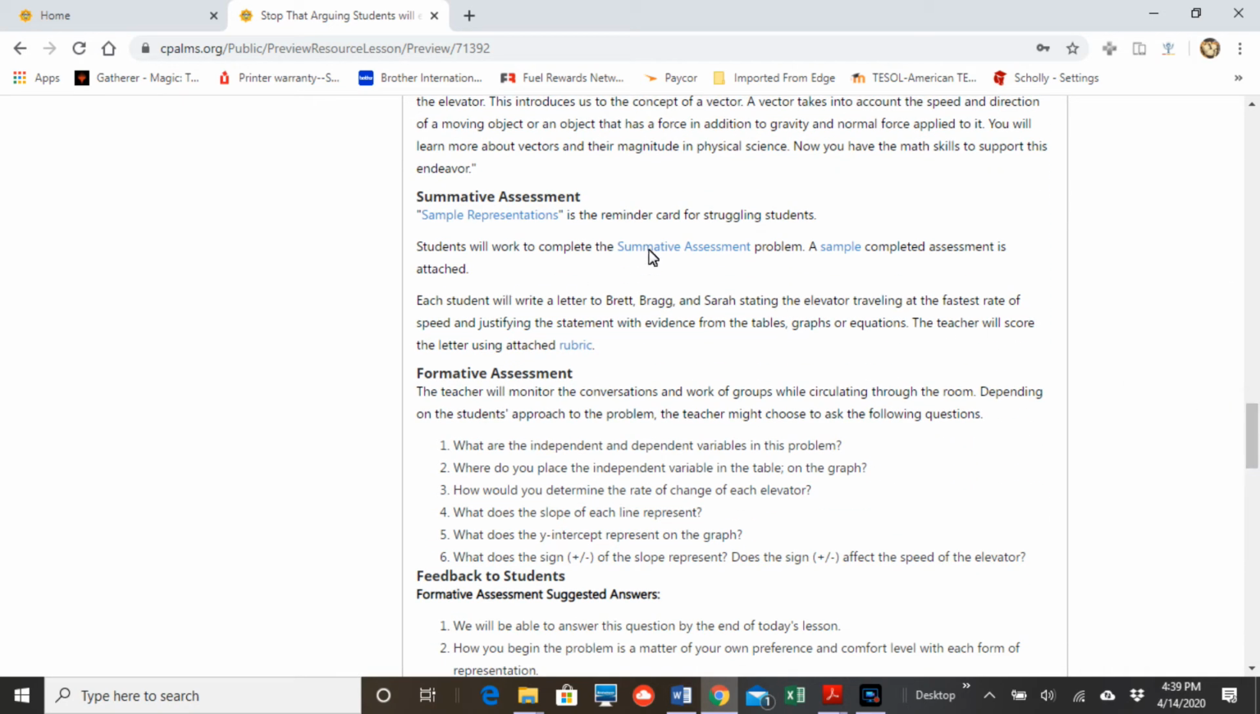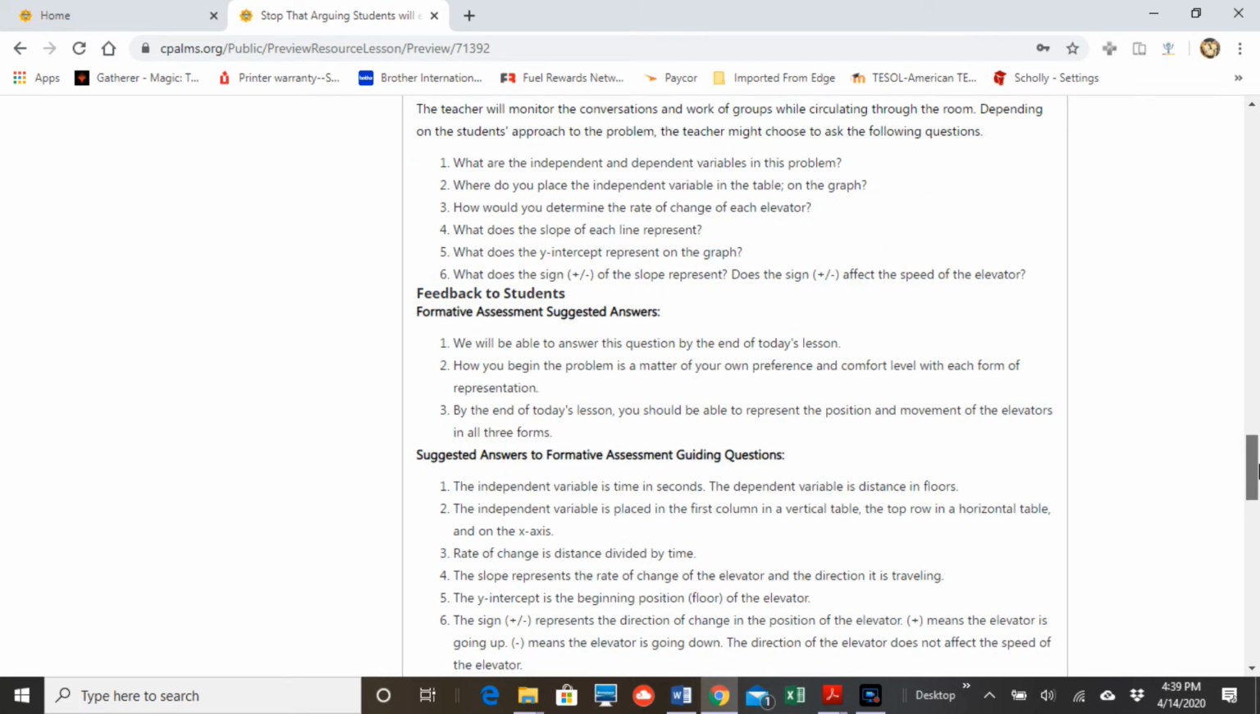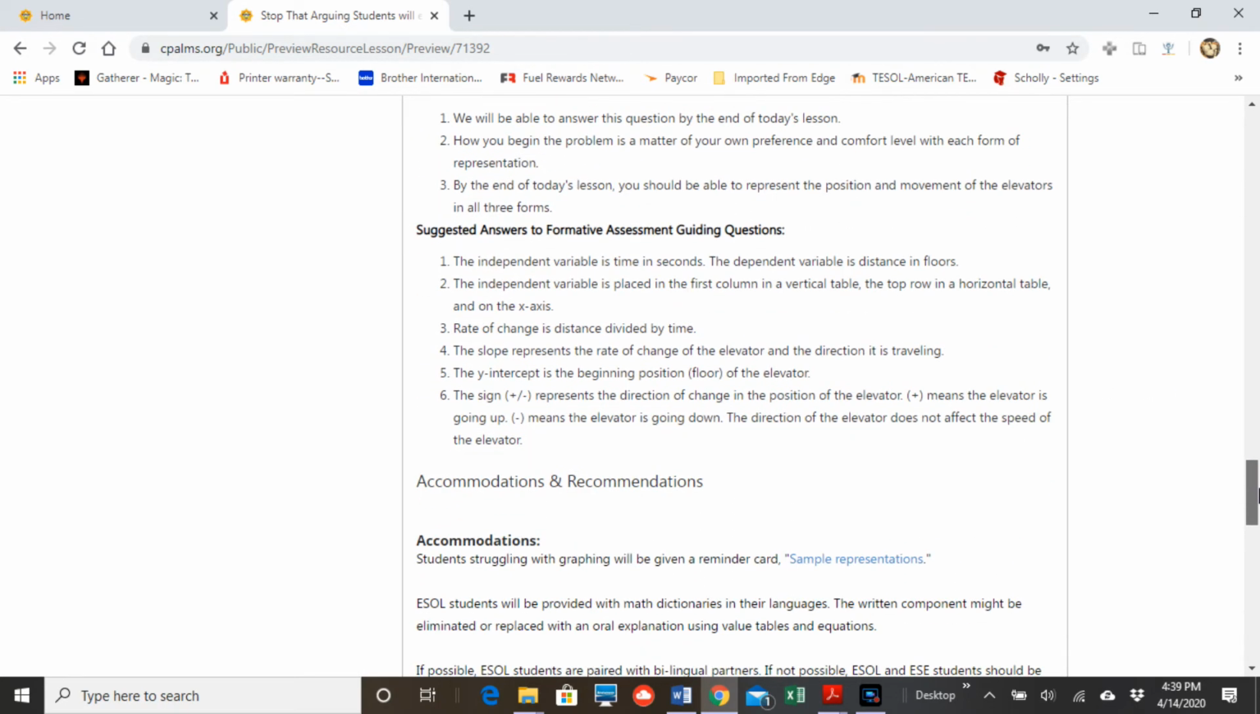And then look, they have where you're going to do the summative assessment. Then they have the formative assessment. And then the suggested answers to formative assessment guiding questions.